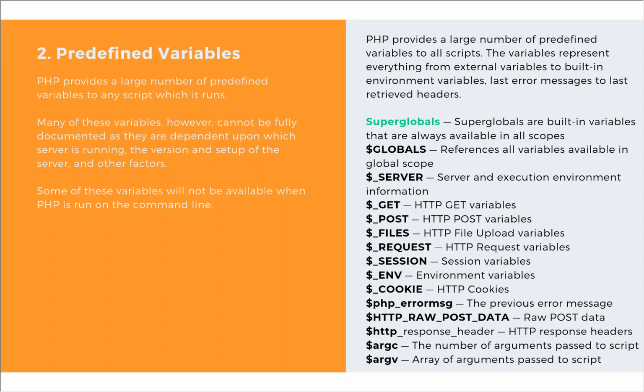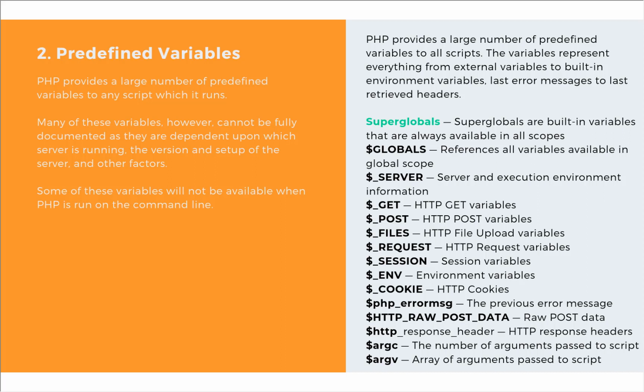If we want to access a global variable, we can use $GLOBALS, and then square brackets, and in that we put the variable name. Server and execution environment information will be stored in $_SERVER. $_GET holds the HTTP GET variables. Then we have $_POST, which contains HTTP POST variables. $_FILES contains the file upload variables, and $_REQUEST holds HTTP request variables, which basically include GET and POST as well.